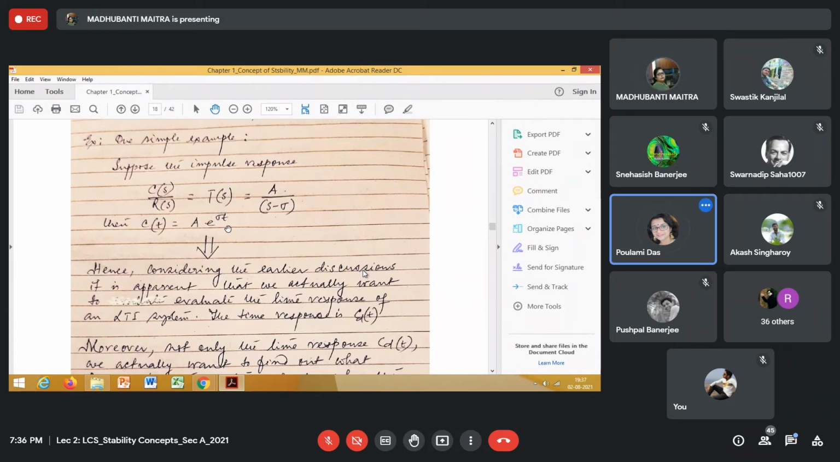So what is the conclusion? The conclusion is, if we know the locations of the roots of the characteristic equation on the s plane, then we can find out the mathematical expression of the output response of the system in this manner.